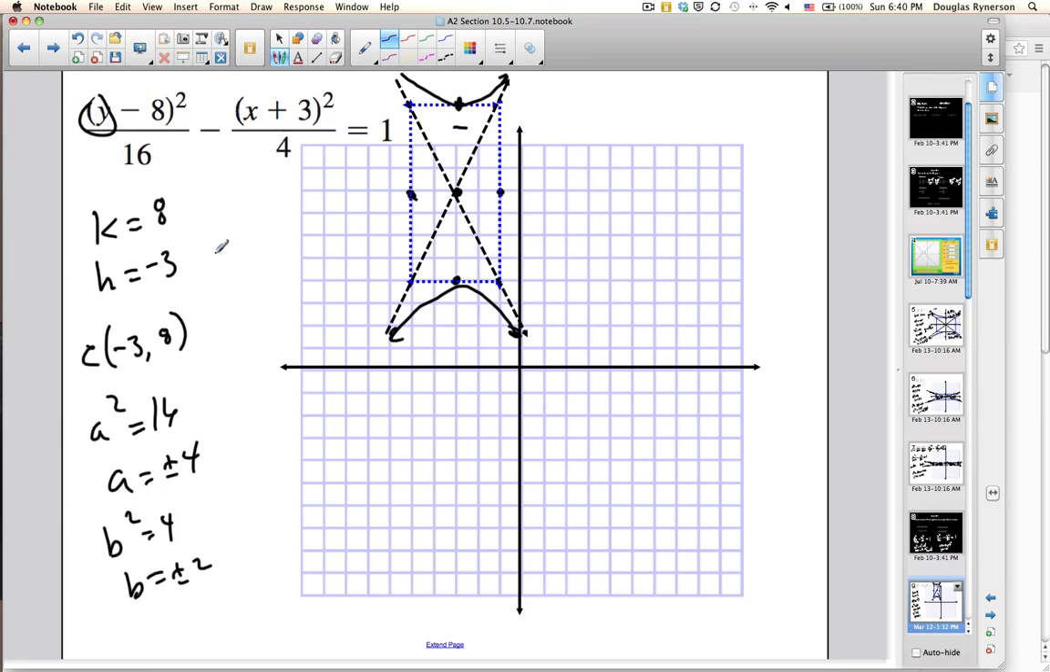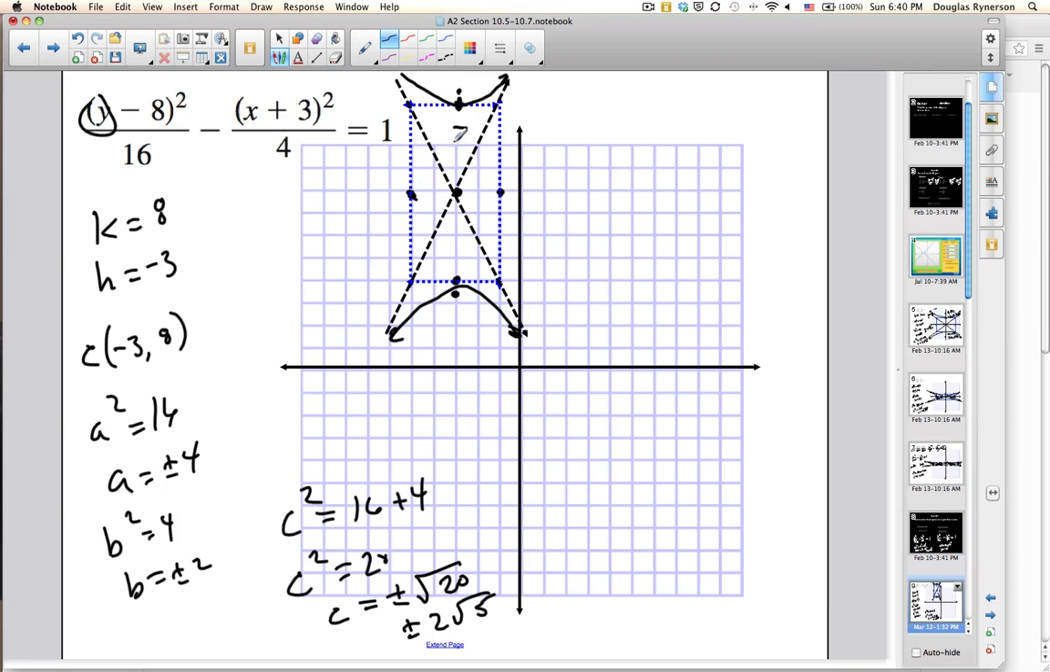Y is in the first fraction. That's what makes it vertically oriented. The last thing I need is my focus. I know that c squared is equal to a squared plus b squared. So c squared will be equal to 20. C will be equal to plus or minus the square root of 20, which is plus or minus 2 root 5. But for our purposes, that's about 4.5. And that's the distance from the center, 1, 2, 3, 4.5, about. And about there.